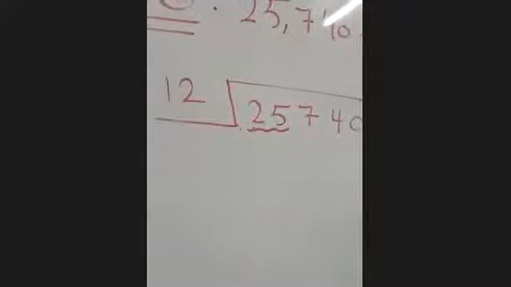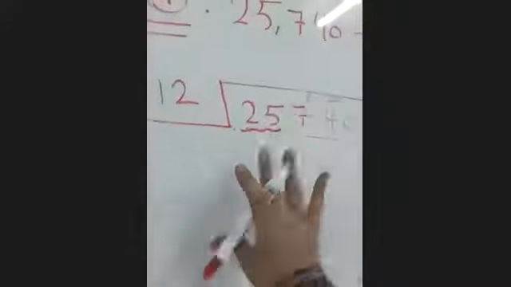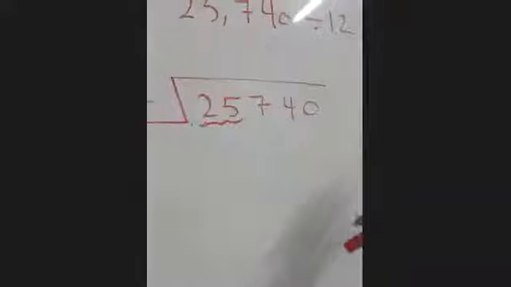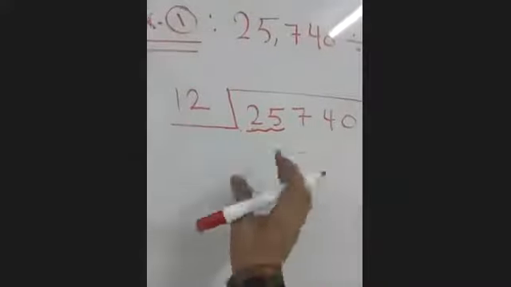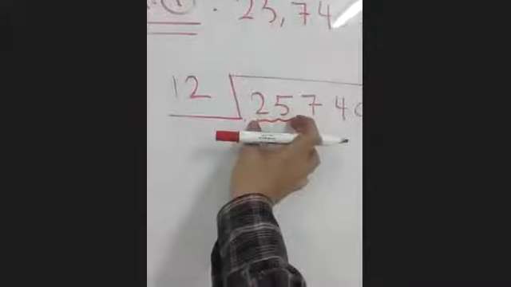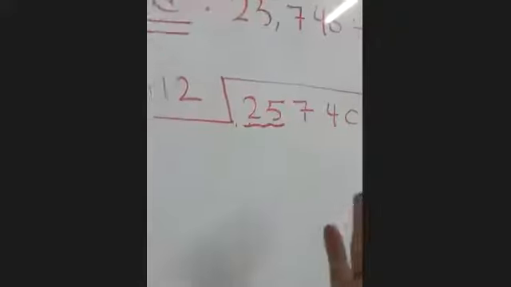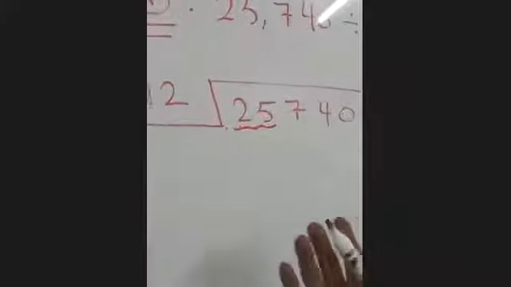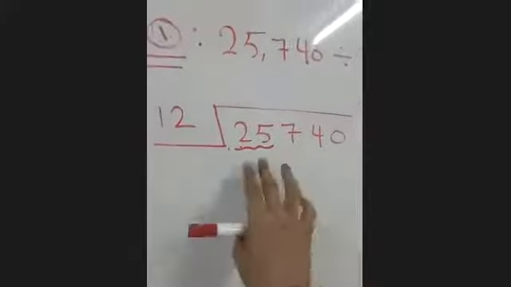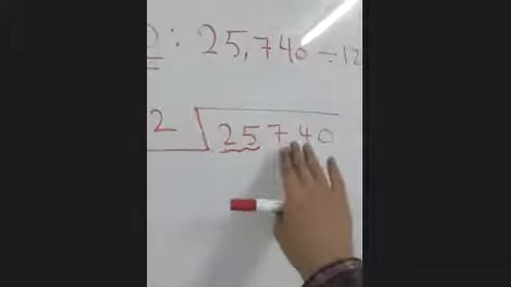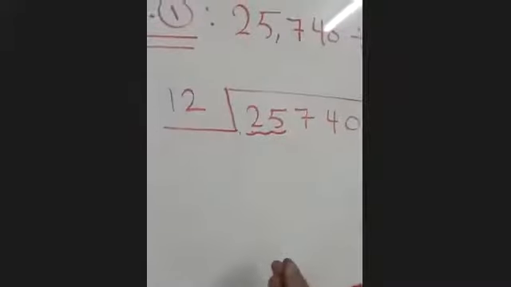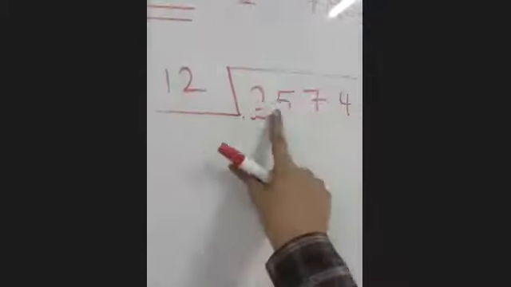As much as we have a smaller number, we take more digits. But in this example, we get enough with the 25. Why? To make it easy for us. Which is easier, guys, to deal with 25 or 257? 25 is less, so we deal with it.